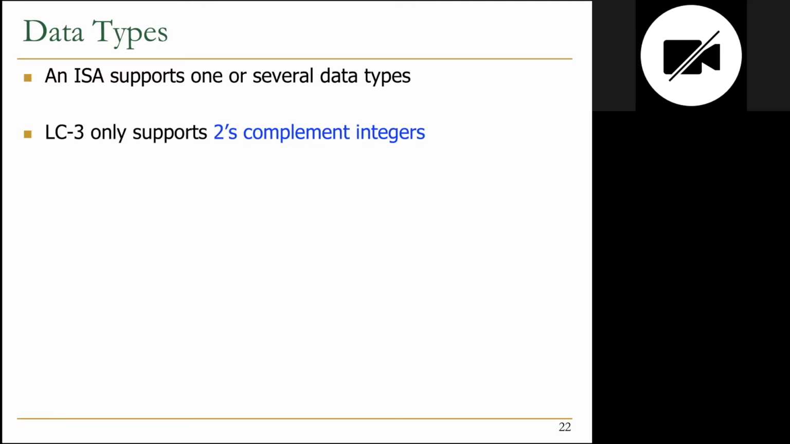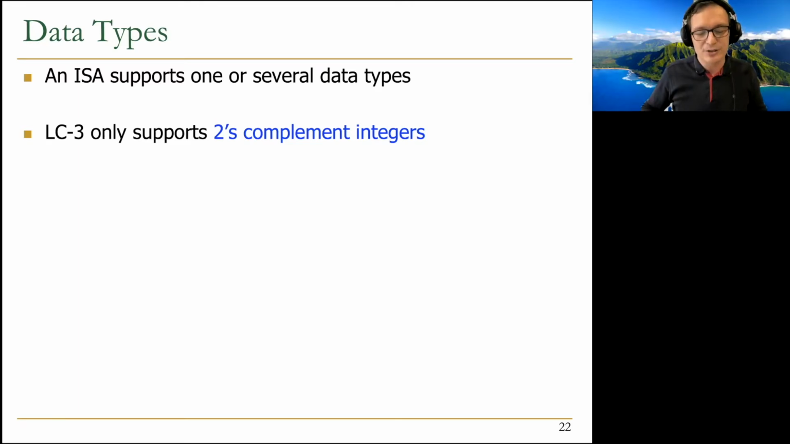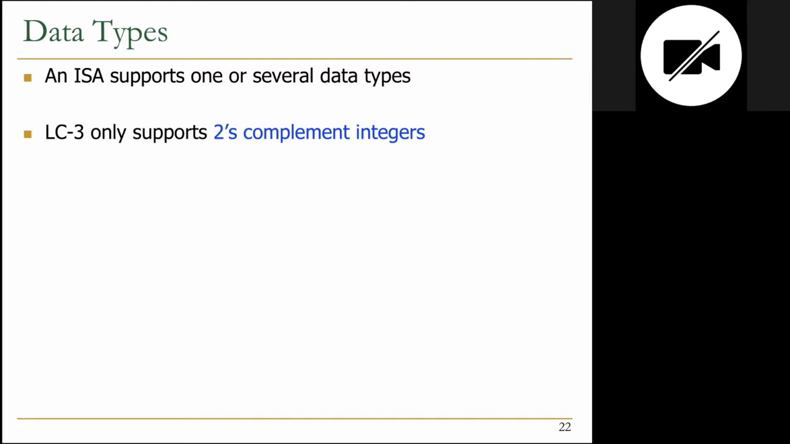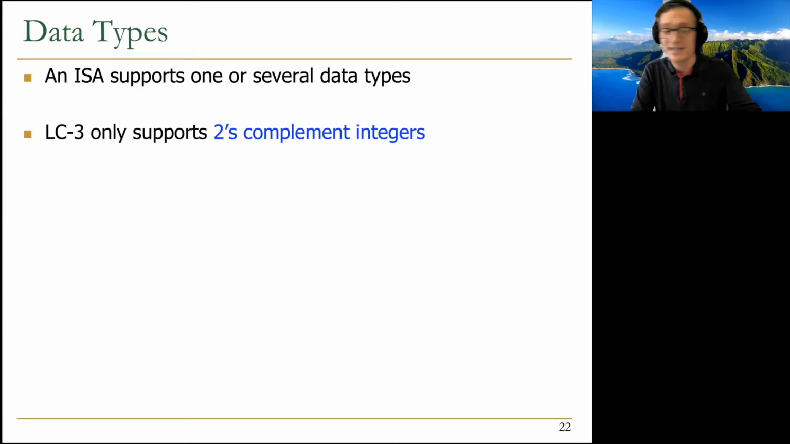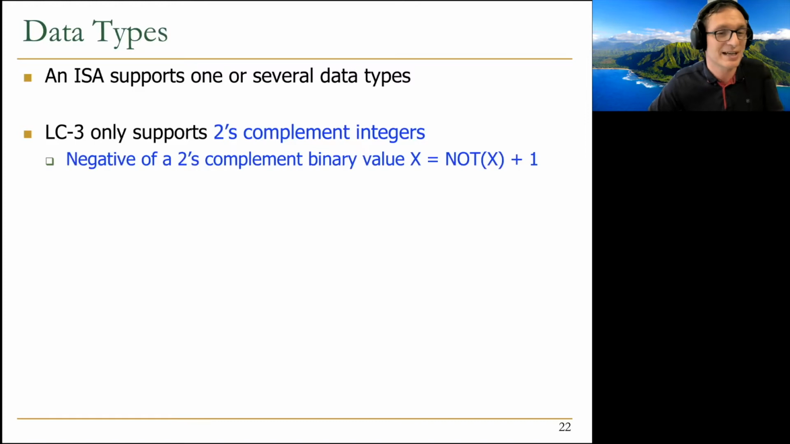And the way you do it is basically the negated value of a value is taken by bitwise complementing the value and adding 1 to it. We will see this later on when we talk about subtraction and addition. But essentially, 2's complement is one way of representing signed integers, right? I already said this actually, but we're going to see it more.